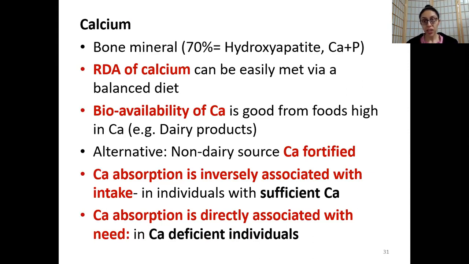Then you have calcium. Obviously, calcium is very important for your bones. As I said, 70% of your bone is hydroxyapatite crystals, which are your calcium and phosphorus crystals. These two in combination make the bone hard and strong. Now, calcium is one of the nutrients which is very easy to meet from a balanced diet, because calcium has very high bioavailability from foods which are rich in calcium.